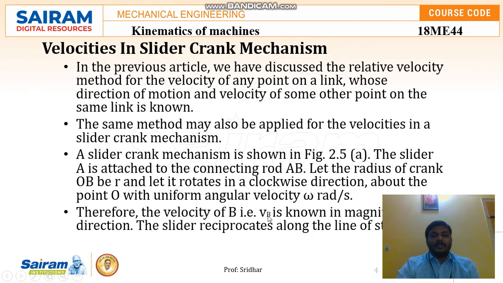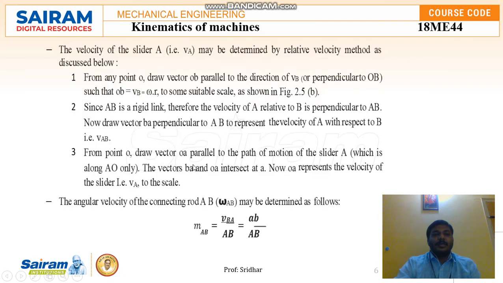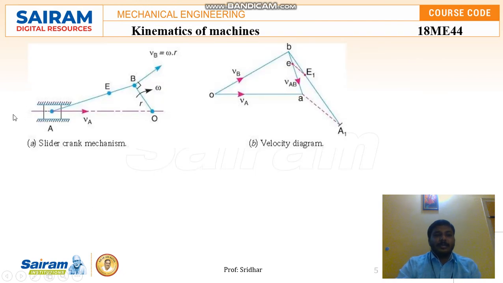Therefore the velocity of B, that is vector B, has magnitude and direction. The slider reciprocates along the stroke of A. Whenever it is moving, it reciprocates along OA, then again goes back to its initial position. This is how the slider crank mechanism works. To find the vector B, it is nothing but omega into R, where R is the radius OB, and omega is in radians per second.